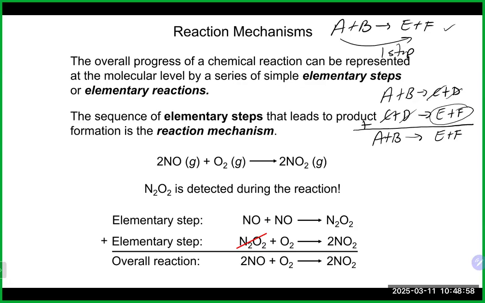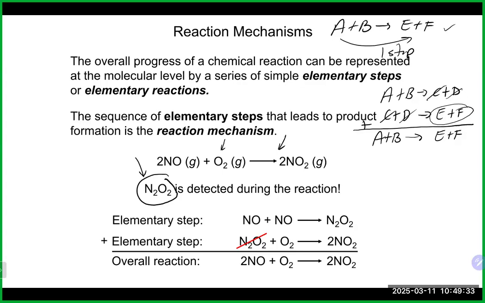So for example, here in this reaction, when we have 2NO plus O2 makes NO2, during the process of this reaction, N2O2 is detected, but we could clearly see in the overall reaction, it is not present anywhere. So what this would imply is that this reaction is probably a multi-step reaction, where somewhere along the way, the N2O2 is produced, and also somewhere along the way it is then used up, and that would explain it.